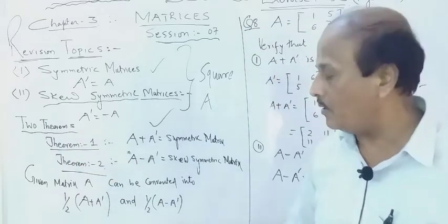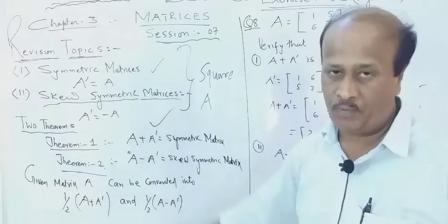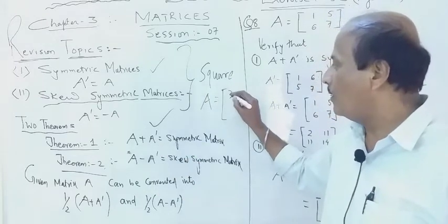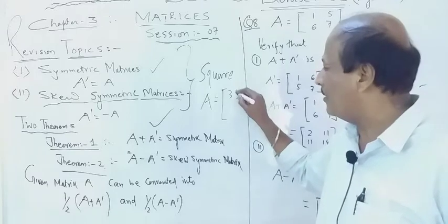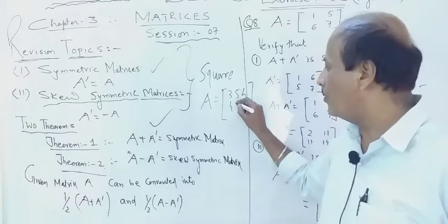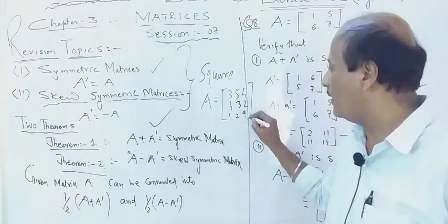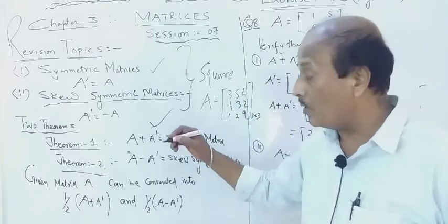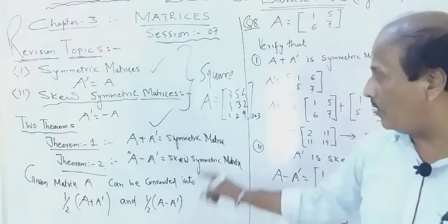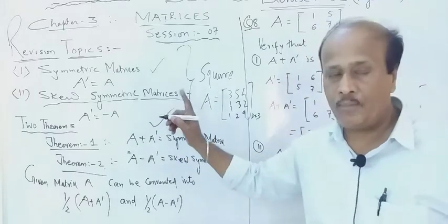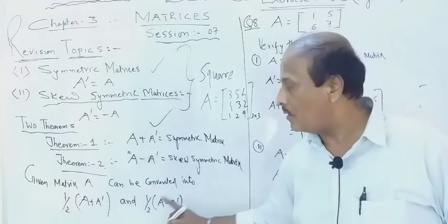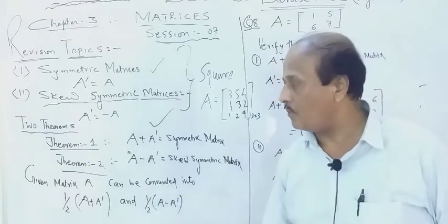Last year this type of question was there in the question paper. A simple matrix was given in the order of 3 cross 3, with entries 3, 5, 4, 4, 3, 2, 1, 2, 9. And the question for 3 marks was: convert this given matrix into the form of a skew symmetric matrix and a symmetric matrix. Then you can do it with the help of this formula.